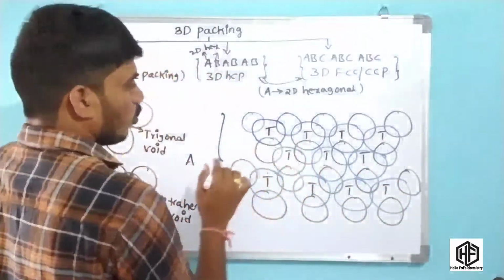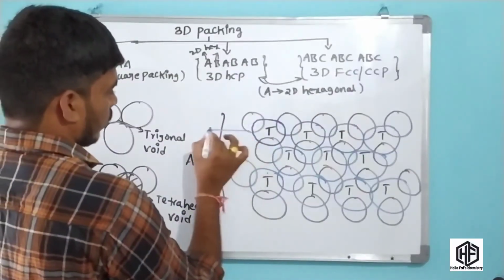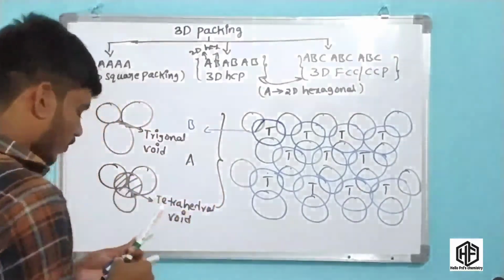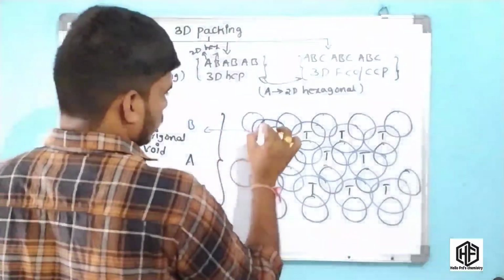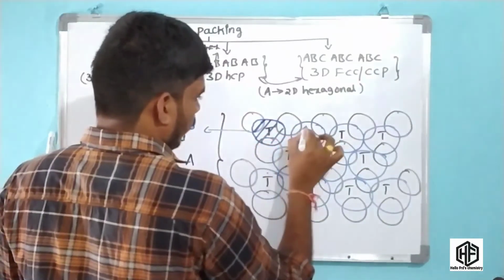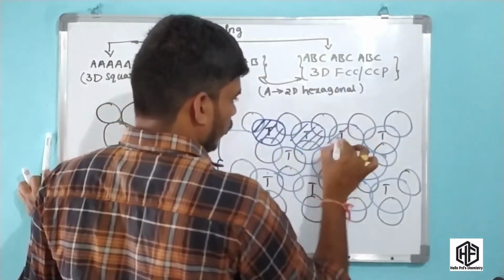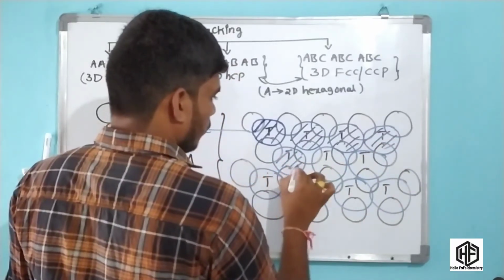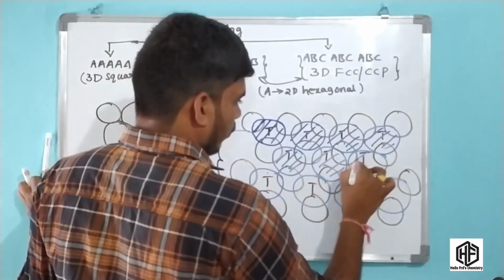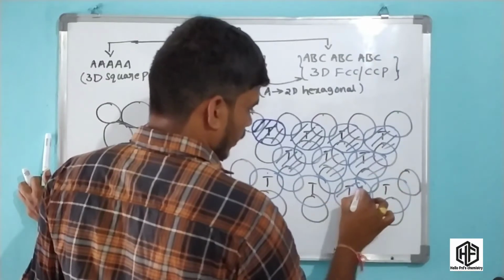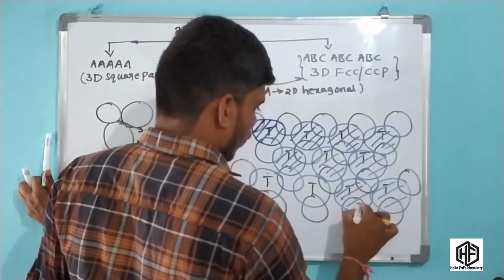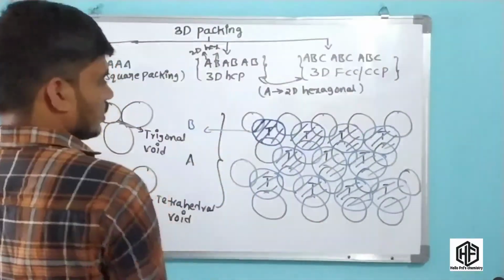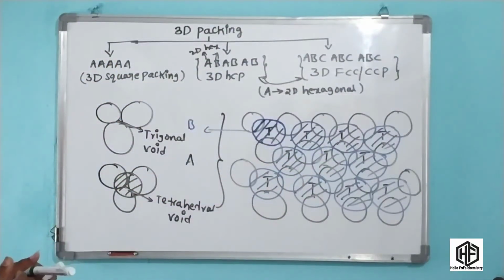Okay friends, this blue color is the B type of layer. I am representing the B type of layer with this blue color. Okay friends, this is the B type of layer, represented by this blue color.